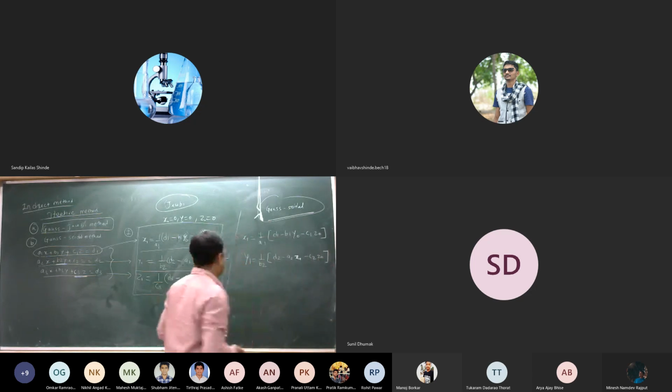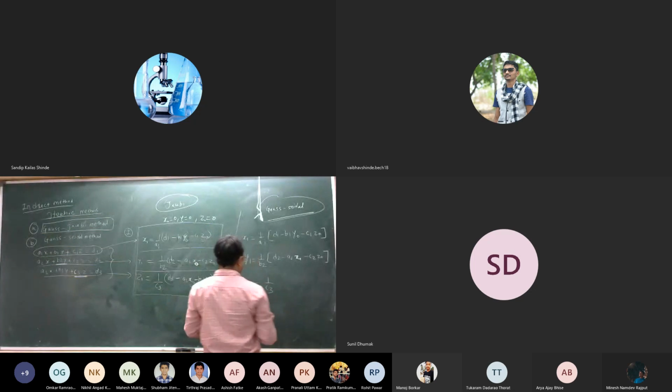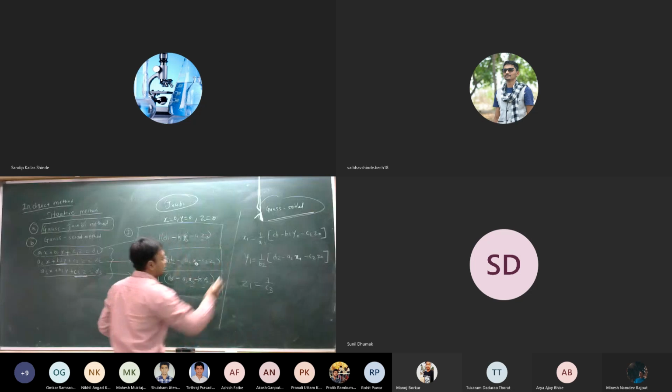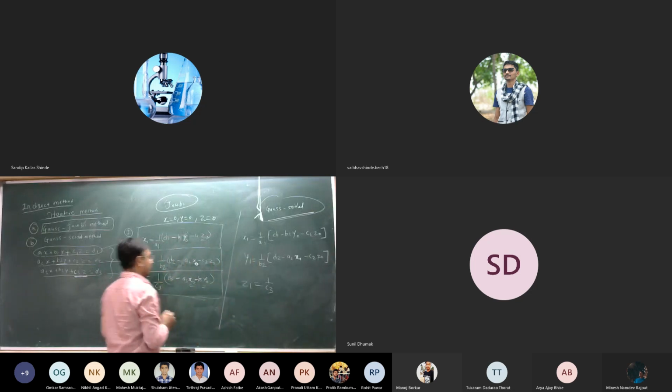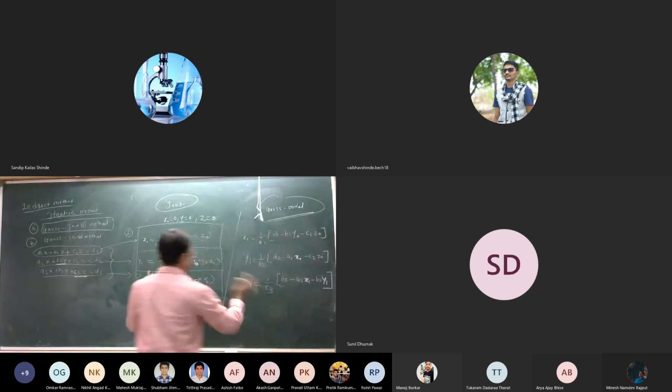Now the last equation, z1. Whenever we create the z1 equation, we already know the x1 and y1 values, so instead of x0, y0 we use x1 and y1. So z1 is equal to 1 upon c3 (d3 - a3 x1 - b3 y1). So the same way we need to create the equations.